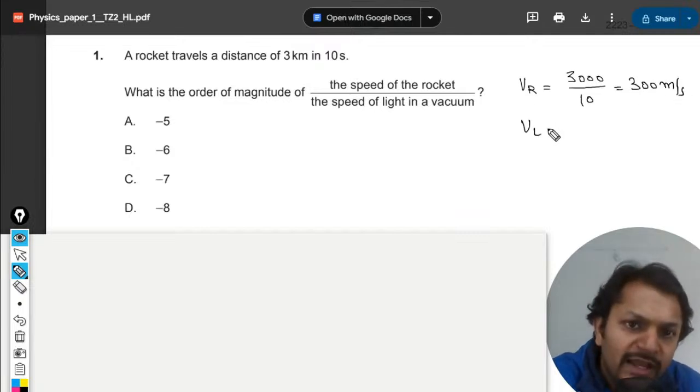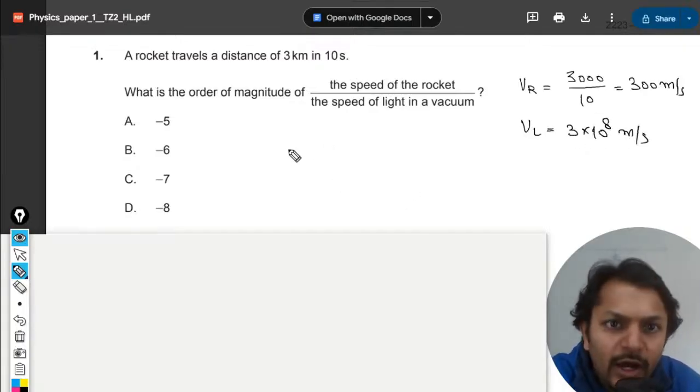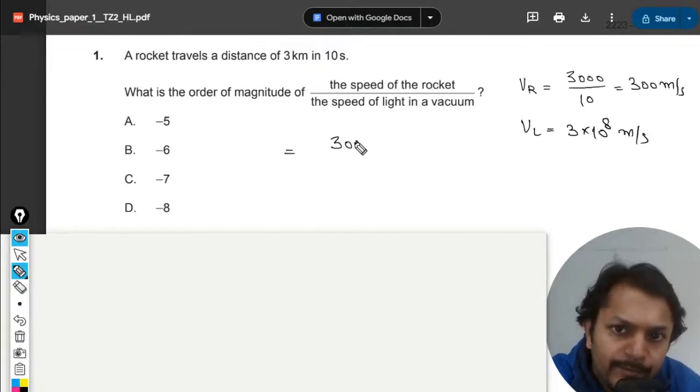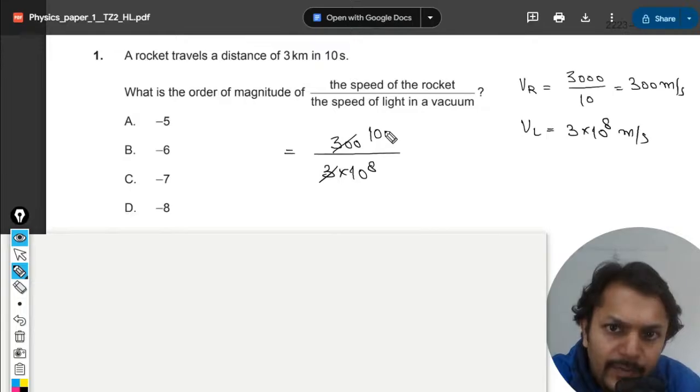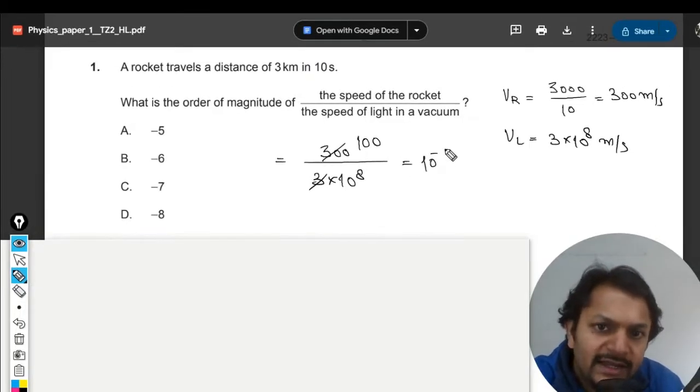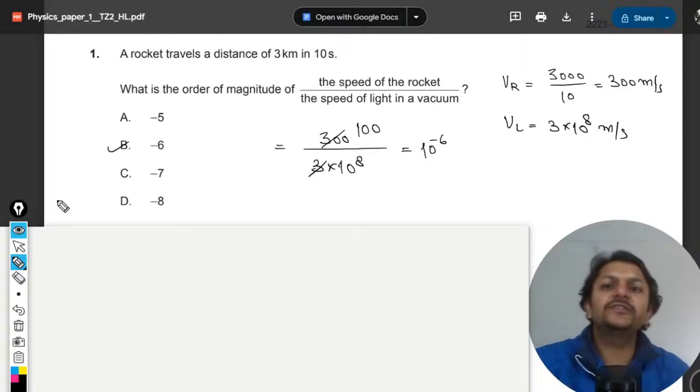And what is the speed of light? 3 into 10 raised to power 8 meter per second. We can now find the ratio. That will give you 10 to the power negative 6, and clearly your answer is this. So clearly the answer will be B.